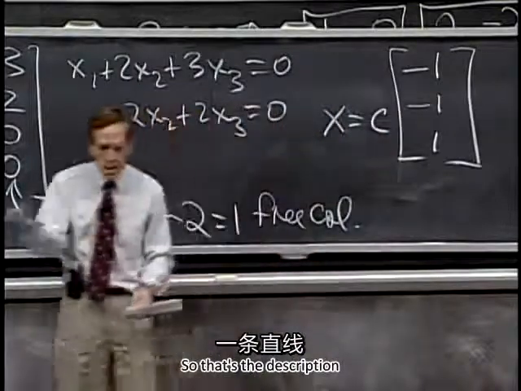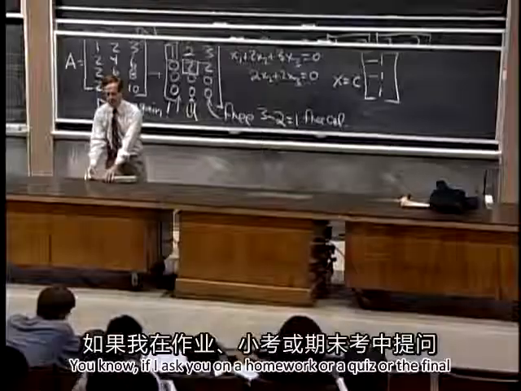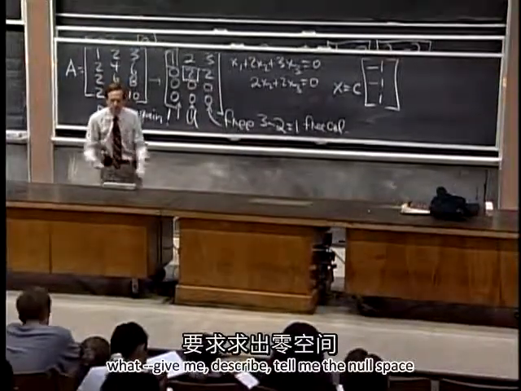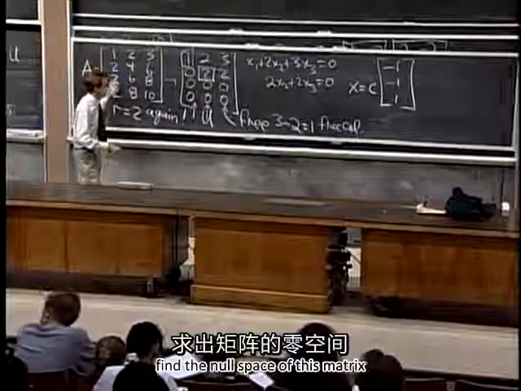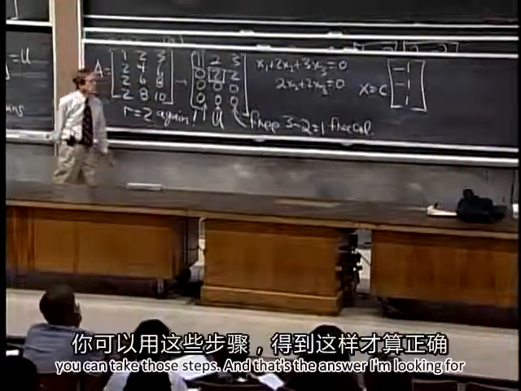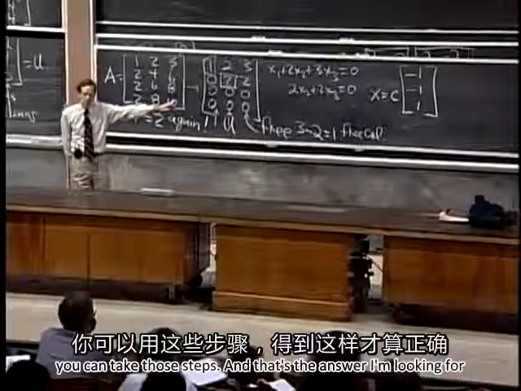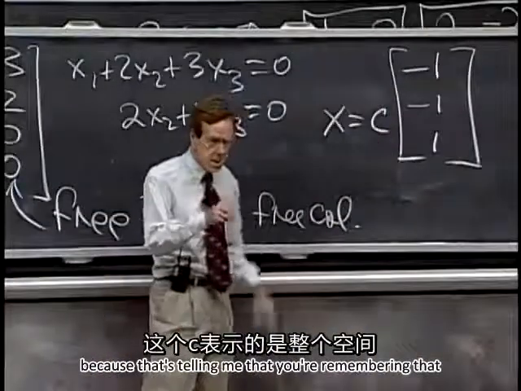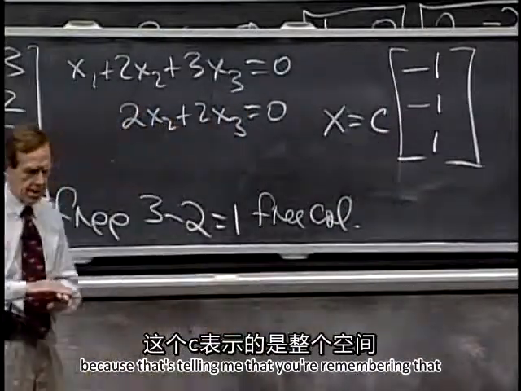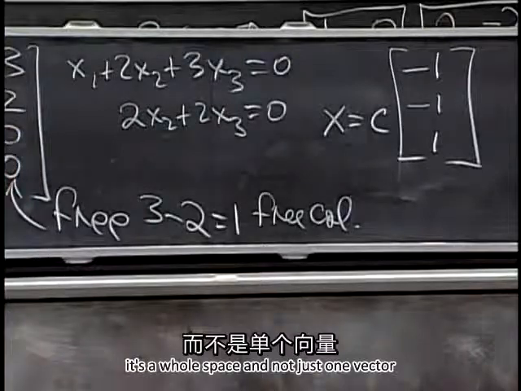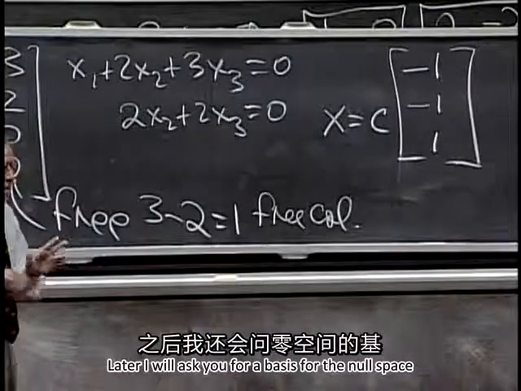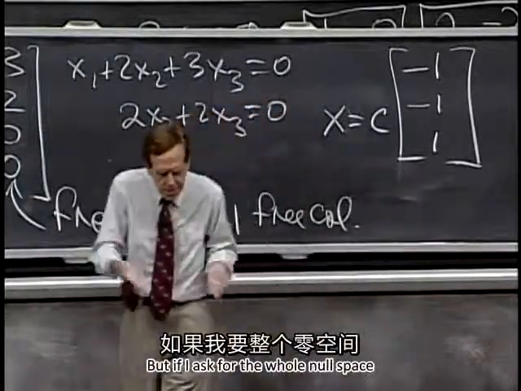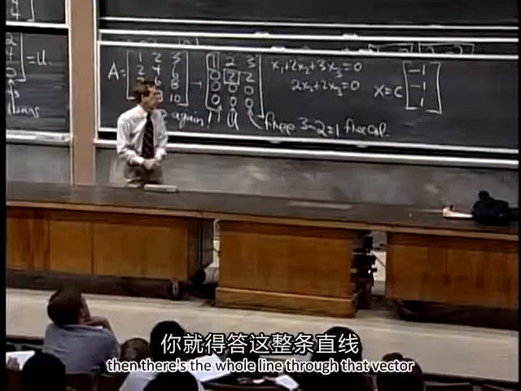So that's the description. If I ask you on a homework or a quiz or the final, find the null space of this matrix, you could take those steps. And that's the answer I'm looking for. And I'm looking for that C, too, because that's telling me that you're remembering that it's a whole space and not just one vector. Later, I will ask you for a basis for the null space. Then I just want this vector. But if I ask for the whole null space, then there's the whole line through that vector.